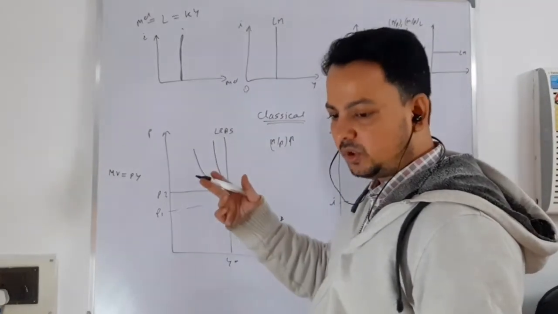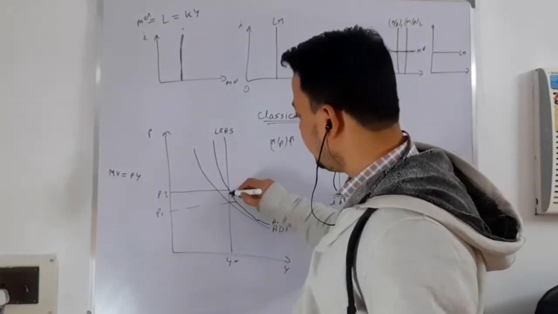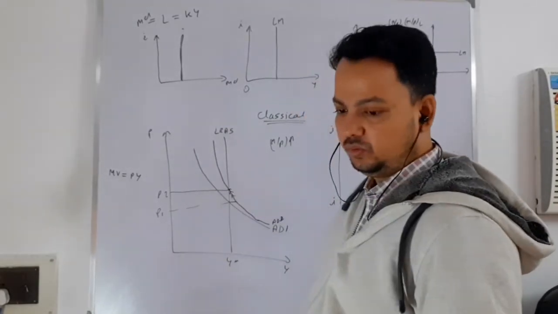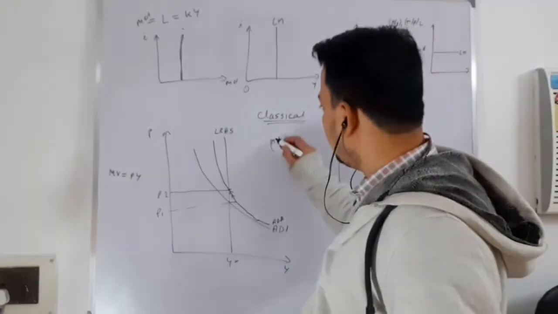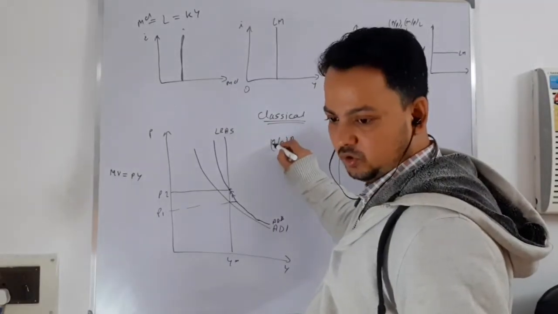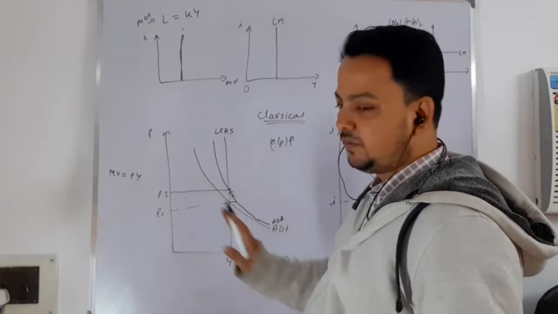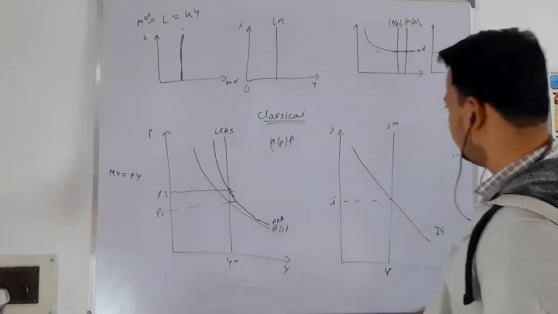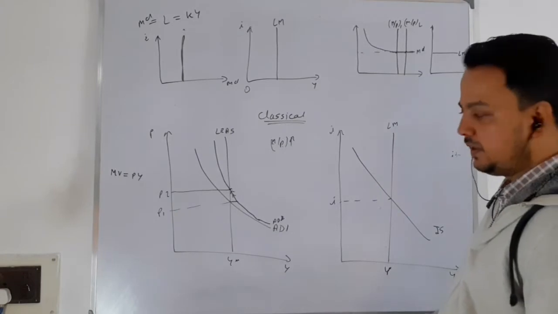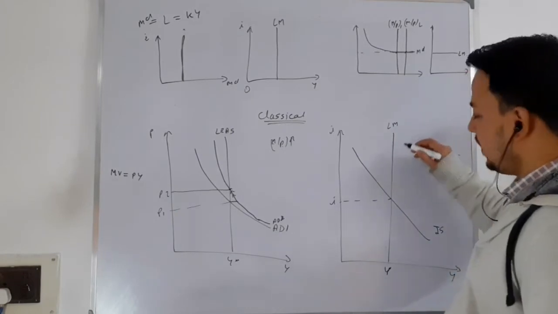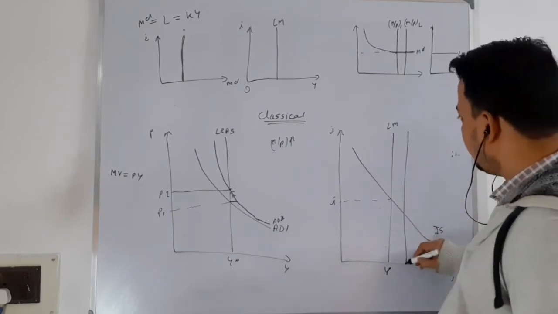In the long run, I am talking about the long run, what will happen? Prices will increase to P2. So you are increasing the nominal money supply, and prices will increase in proportion. So there will be no change. Look here. What will happen when you increase it? Your NM curve will shift rightward.